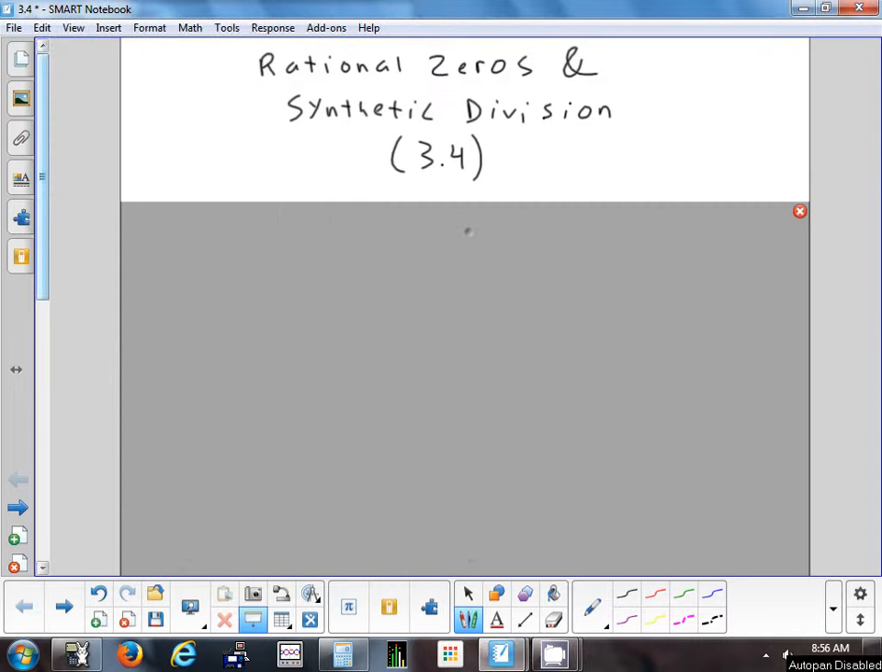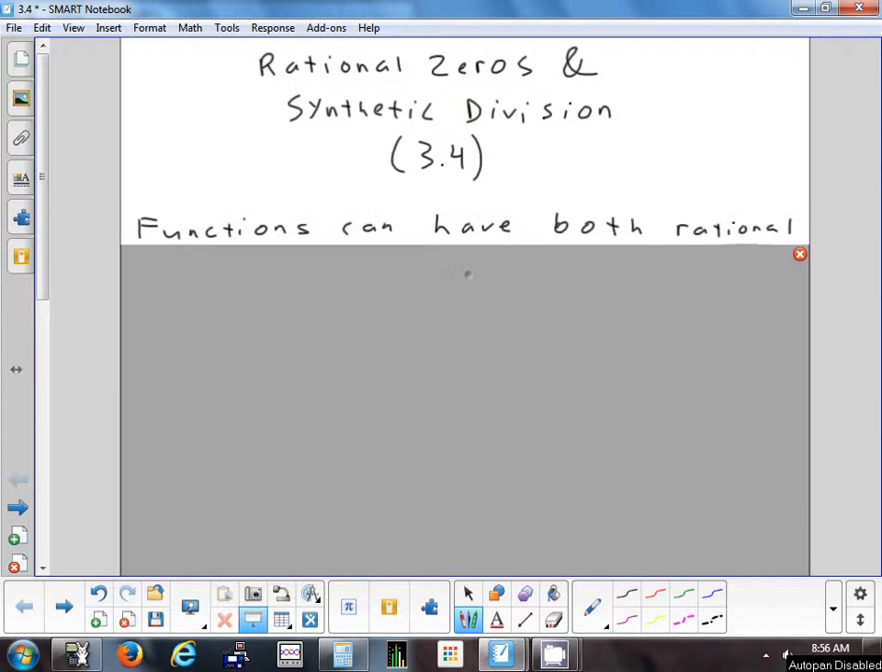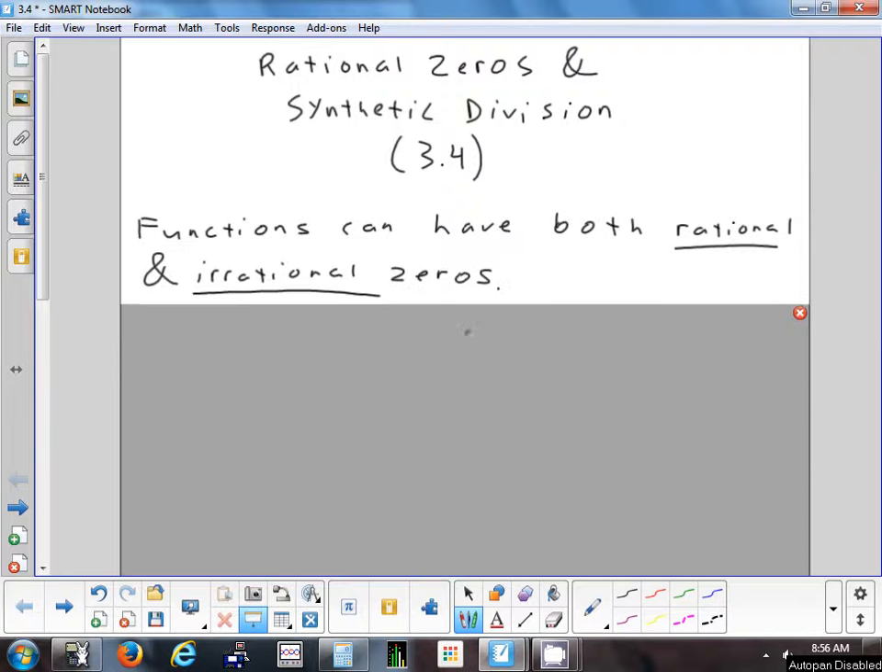Right, so let's take a look at section 3.4. Okay, 3.4 is on synthetic division. We'll get to that towards the middle. And rational zeros. All right, so functions can have rational and irrational zeros.